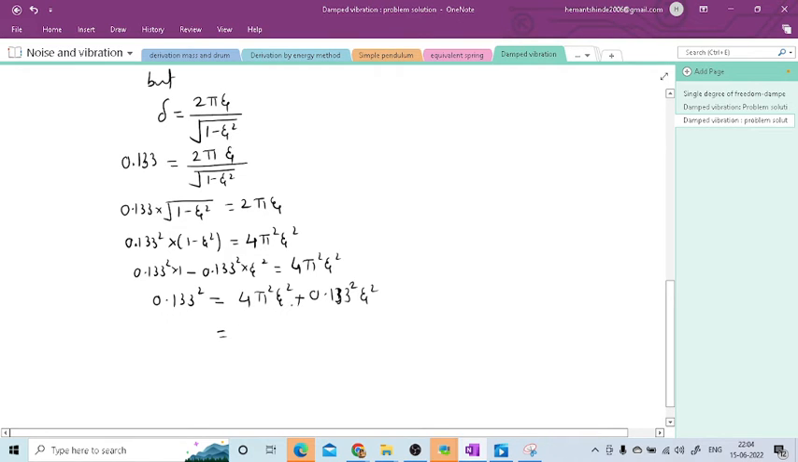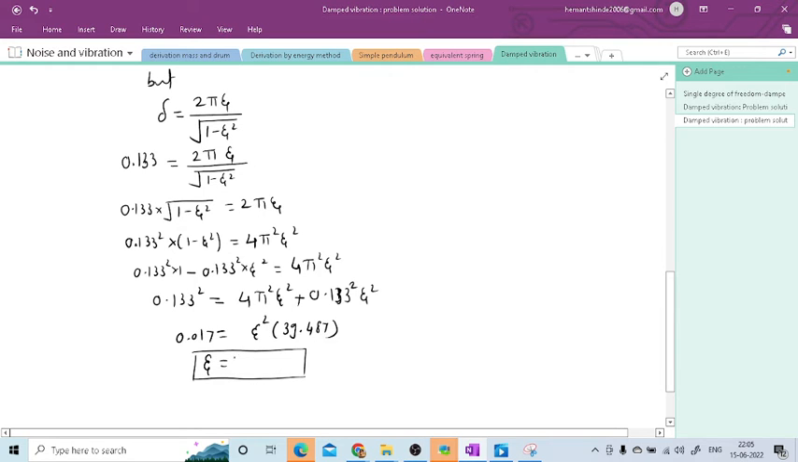So if I solve this, then this comes out to be 0.017, and here if I take zeta square common, then it comes out to be 39.487. Now divide by this term to 0.017, and if I take the root, then I will get the value of zeta.